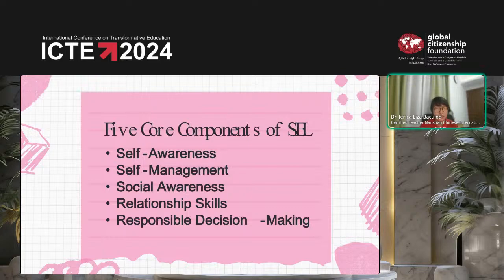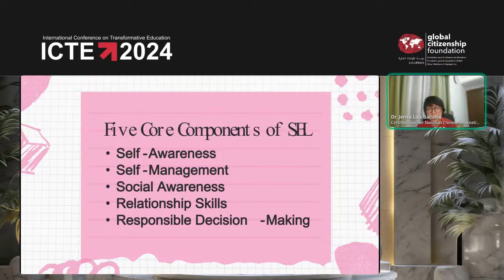Second is self-management. Once students are aware of their emotions, the next step is learning to regulate them. Techniques like mindfulness, goal setting, and stress management empower students to control impulses, focus on tasks, and handle challenges.